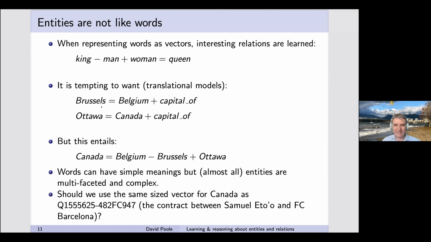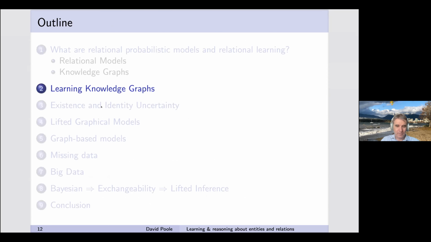And the other issue about vectors is that the question is, should we use the same size vector for Canada as for this other one, which is the contract between Samuel Ito and FC Barcelona? And it seems as though fixed size vectors aren't going to work for us. All right. So let's talk about now learning knowledge graphs.